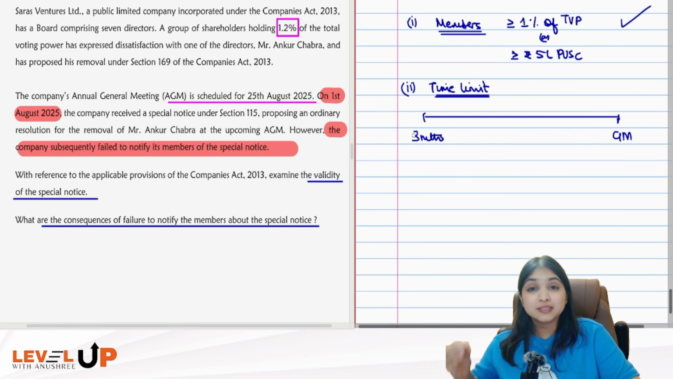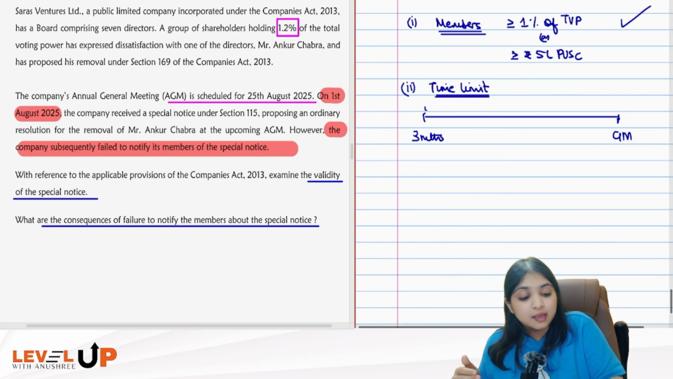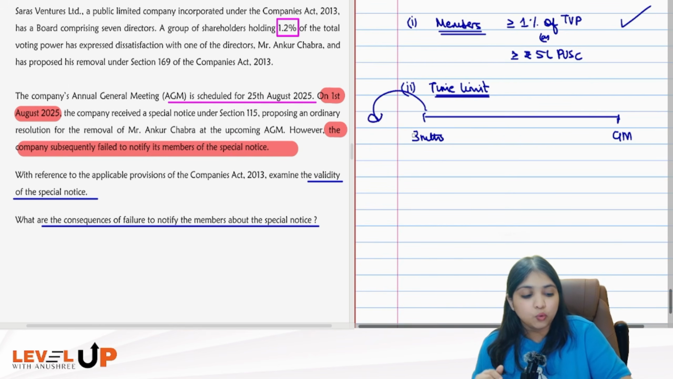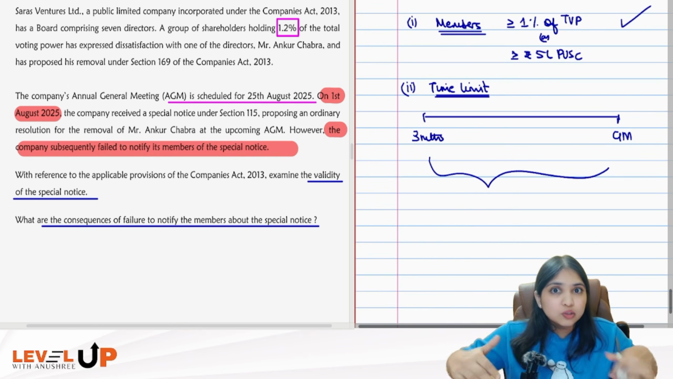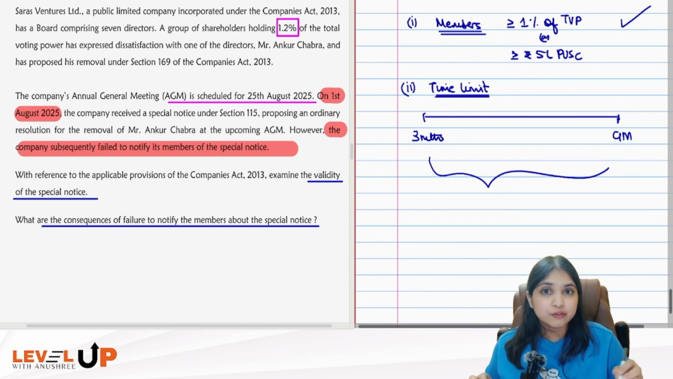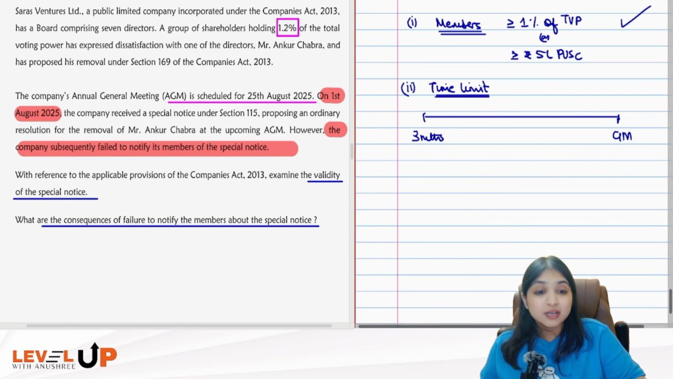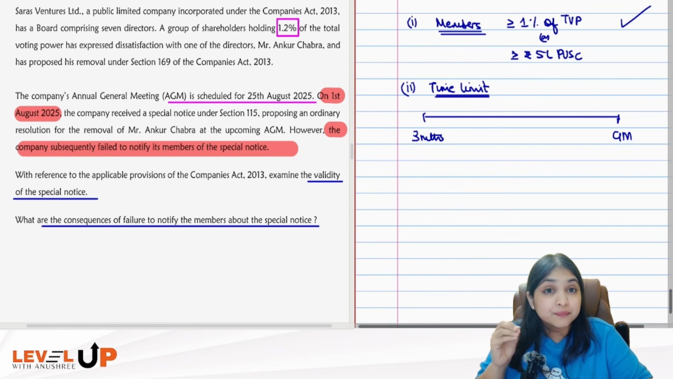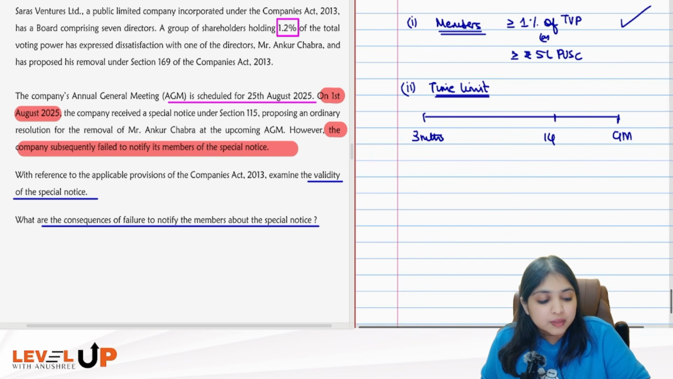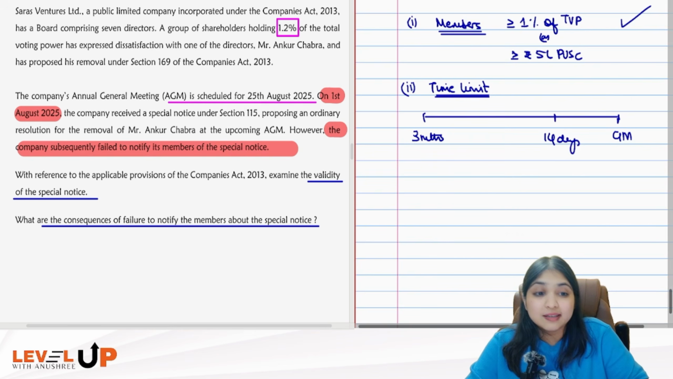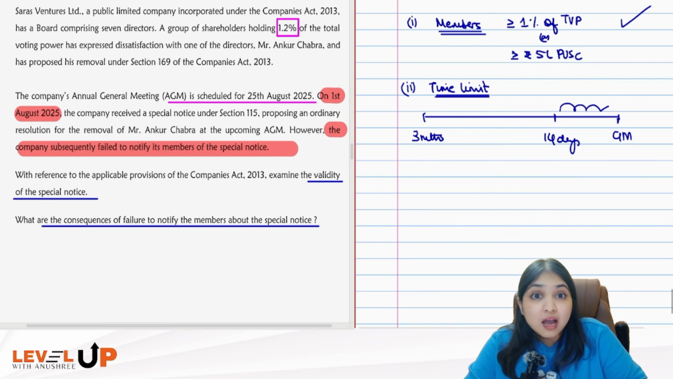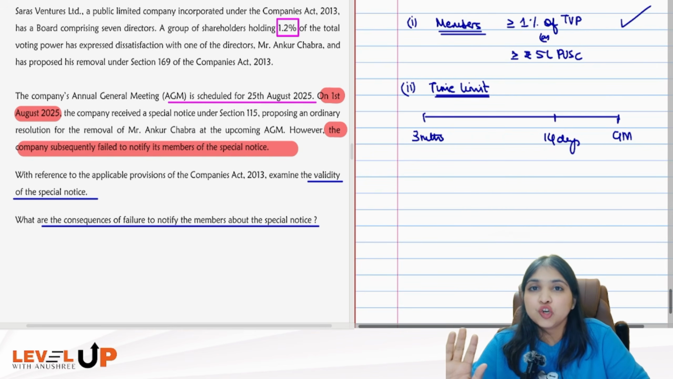So, can the members deposit the special notice with the company even before the 3 months period? No, it will not be valid. During the 3 months before the general meeting, in those 3 months only, the notice has to be given to the company. But however, last minute notice should not be given, which means before the meeting, leave 14 clear days. In the last 14 days, just before the meeting, the special notice should not be given to the company.